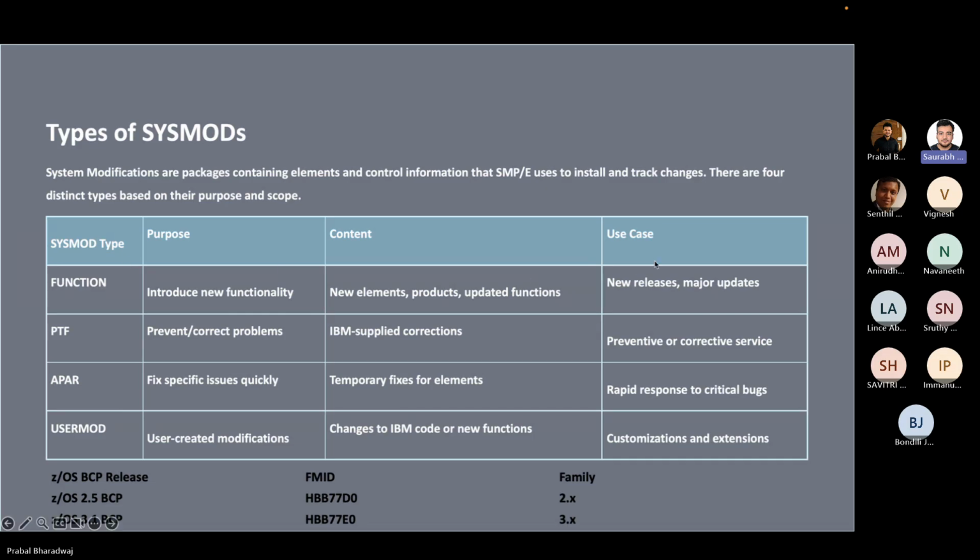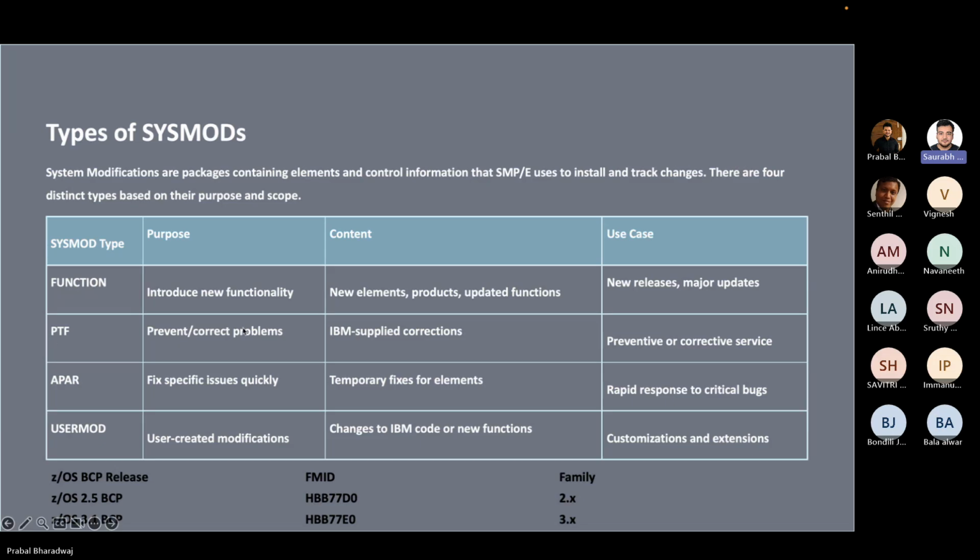I'm using IBM as the example, but there are many other vendors also: Broadcom, BMC, Rocket. So whenever any vendor releases a new product or a major enhancement, it comes as a function sysmod. Let's suppose we have a new z/OS release, a new IMS or CICS release, or a new control scheduling software release with a major feature enhancement. Then a new FMID will get released. You can consider a function sysmod as a new capability.